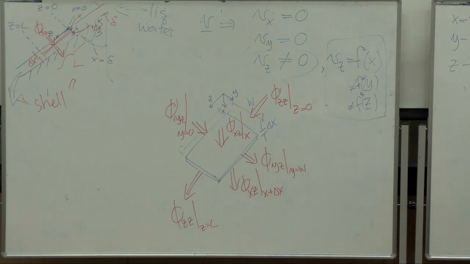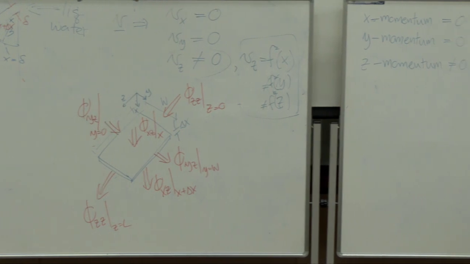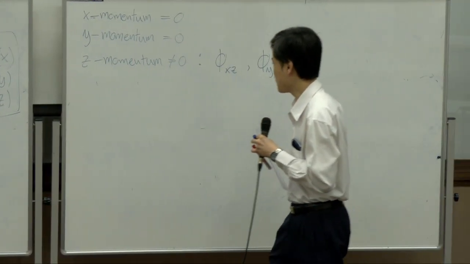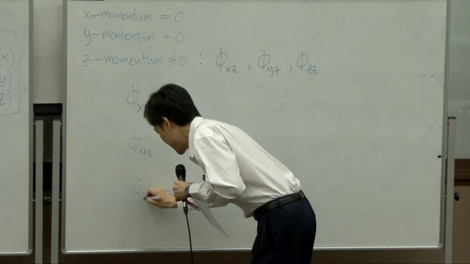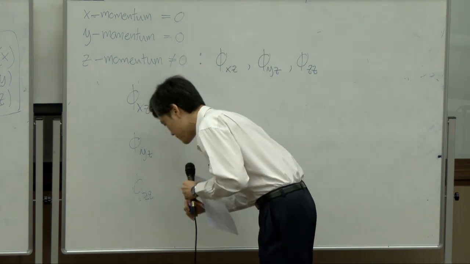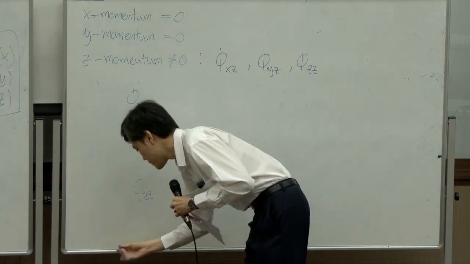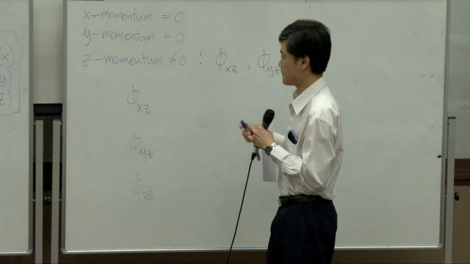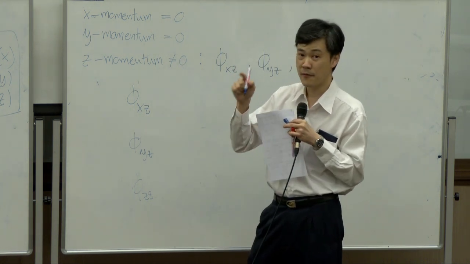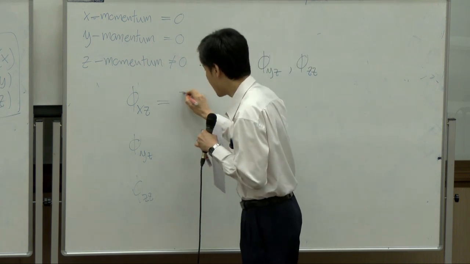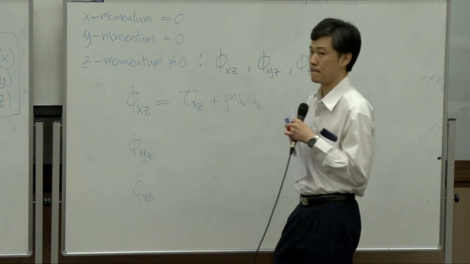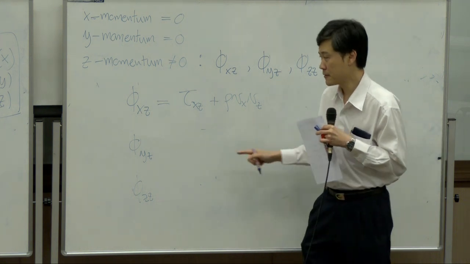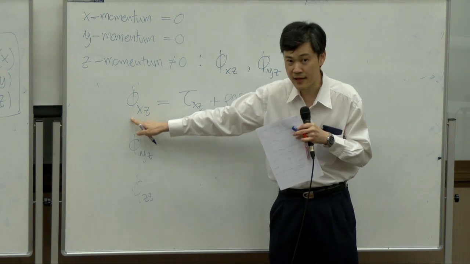Okay, we have 15 minutes left, 10 minutes actually. Now we will try to see how we represent this one: phi xz, phi yz, and phi zz. According to our definition from the beginning of this class, phi xz is tau xz plus rho vx vz. Remember, this is just a component in a tensor.